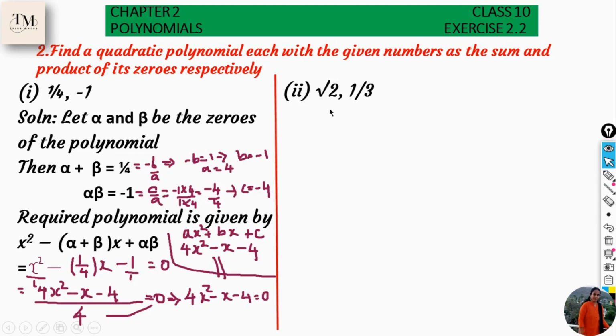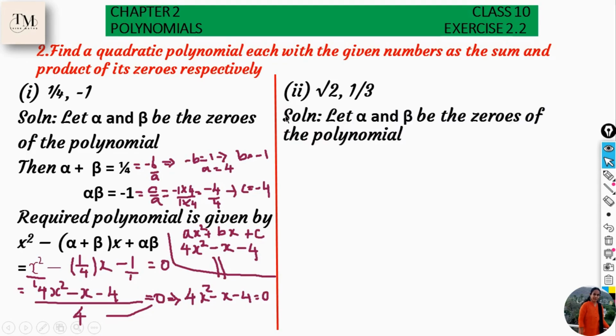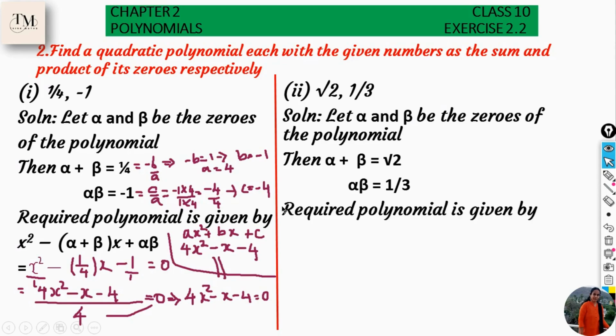Root 2, comma, 1 by 3. So in the same way, we'll take alpha and beta as the zeros of the polynomial. Then alpha plus beta is equal to root 2. Alpha beta will be equal to 1 by 3. So the required polynomial is given by the formula x square minus alpha plus beta x plus alpha beta. So if we substitute the values, x square minus alpha plus beta is root 2, root 2x, alpha beta is 1 by 3.